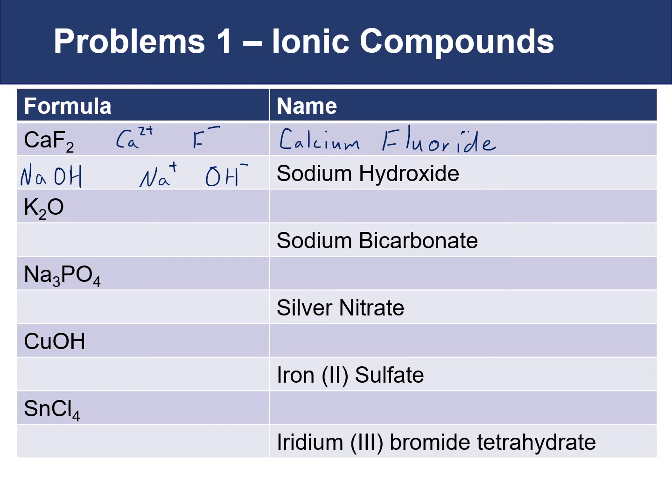Our next one, the K, is potassium. K is in the first column of the periodic table, so we'll get a +1. Oxygen is O2-. So the name on this would be potassium. And then our O is oxygen. We drop the ending and replace it with "ide." So this would be potassium oxide.